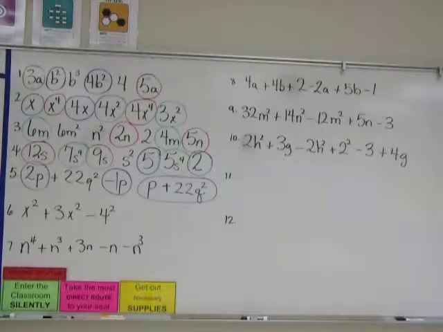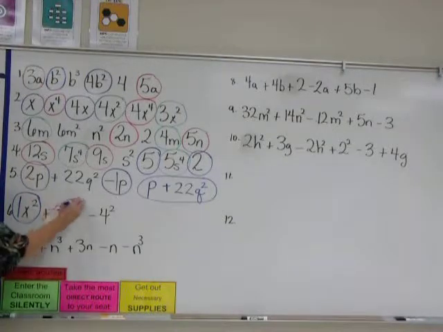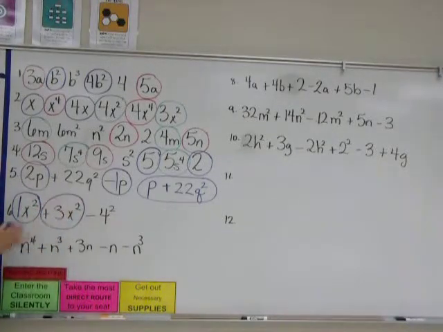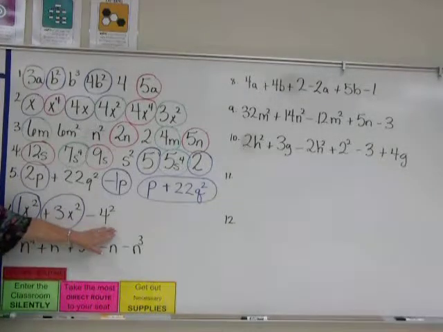Number 6, it started with no coefficient there because it's understood to be 1. We have x squares here, x squares here. This is not an x squared. It cannot be combined with these. It is, however, a whole number.